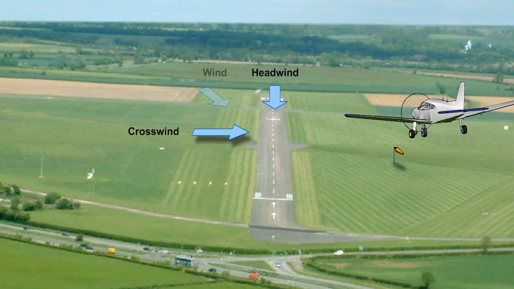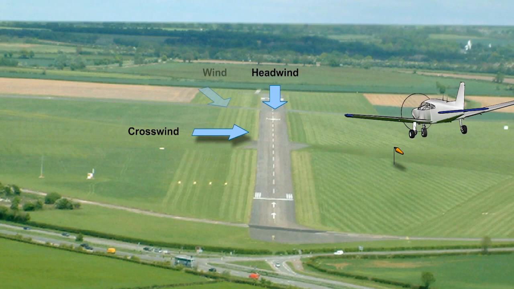The other part is directed across the runway from left to right. The wind velocity is resolved into two components. One acting along the runway, called the headwind component, and the other acting across the runway, called the crosswind component. Let's assume that the wind strength is 20 knots.